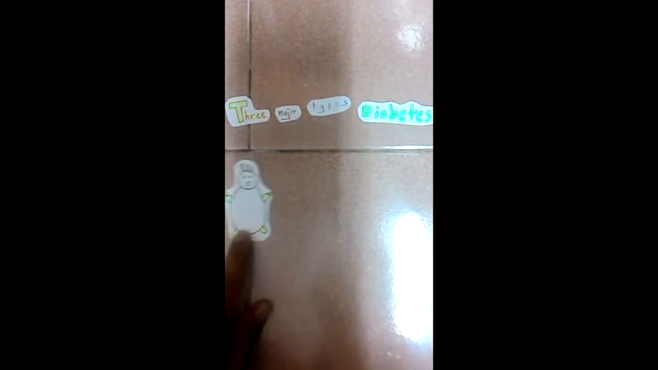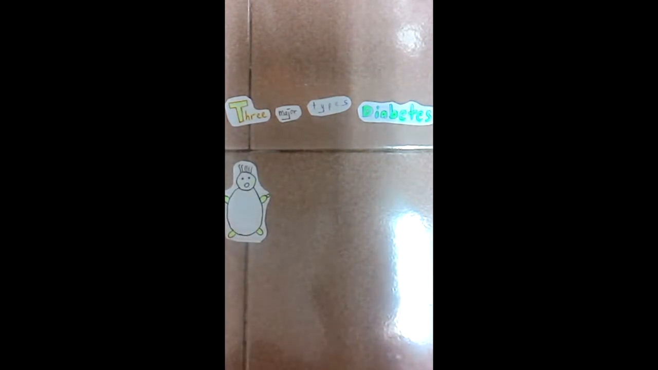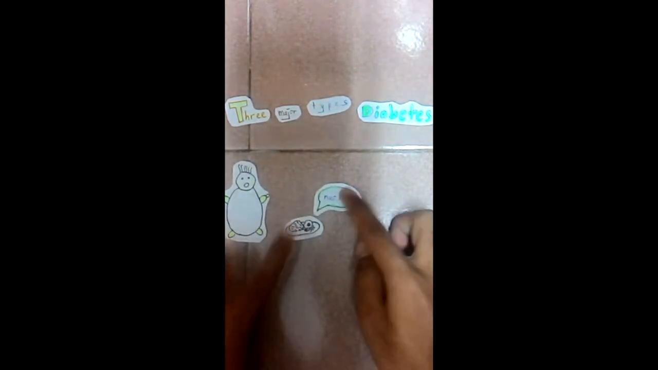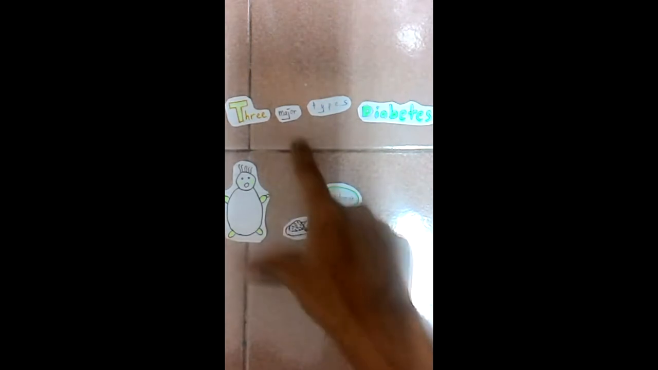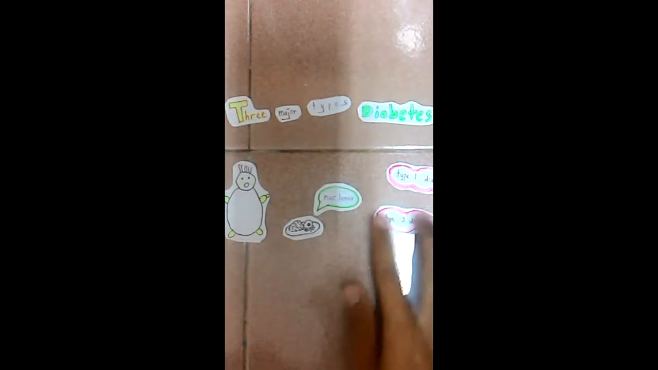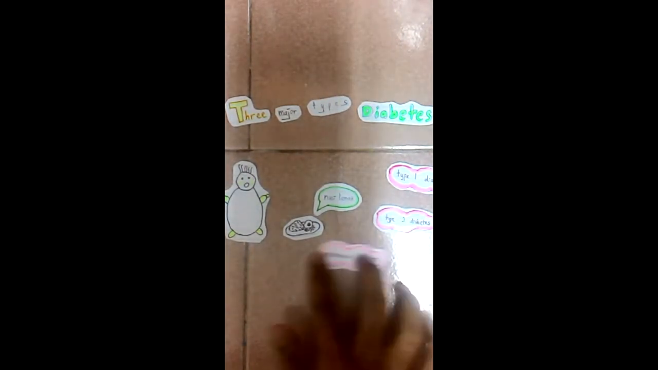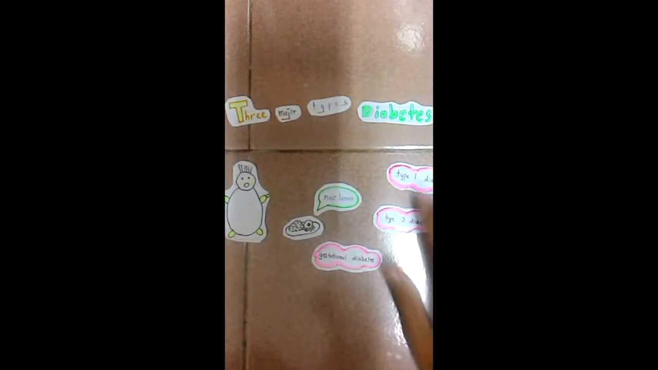Diabetes mellitus is a chronic, lifelong condition that affects your body's ability to use the energy found in food. There are three major types of diabetes: type 1 diabetes, type 2 diabetes, and gestational diabetes.